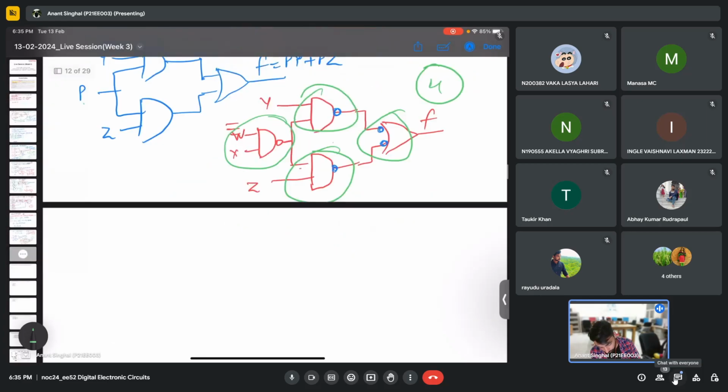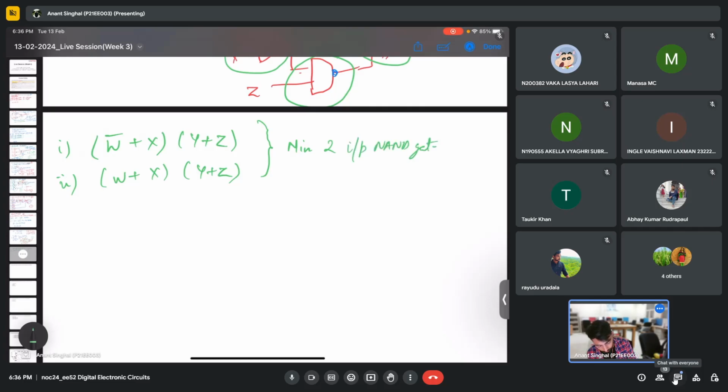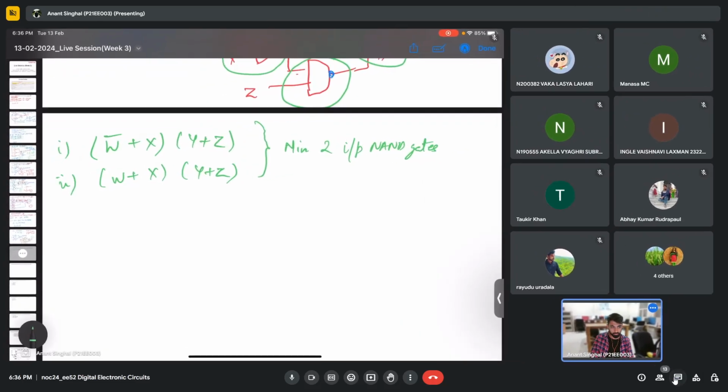So you can take problems that will help you. Let's say I give you a problem, then I will give you W plus X. You need to find NAND gates only, 2-input NAND gates. You can tell me the answer in the next lecture for these problems. Please note down these problems. Let's proceed now.